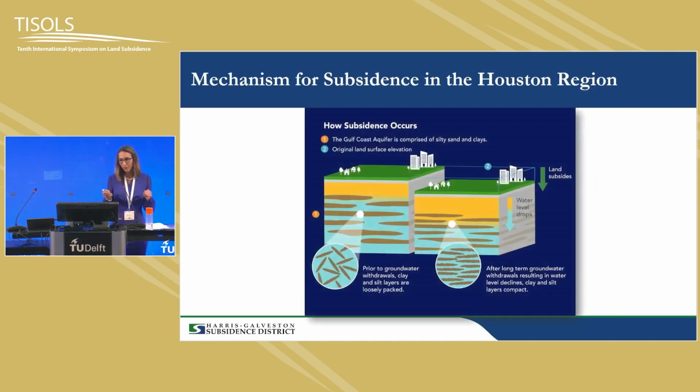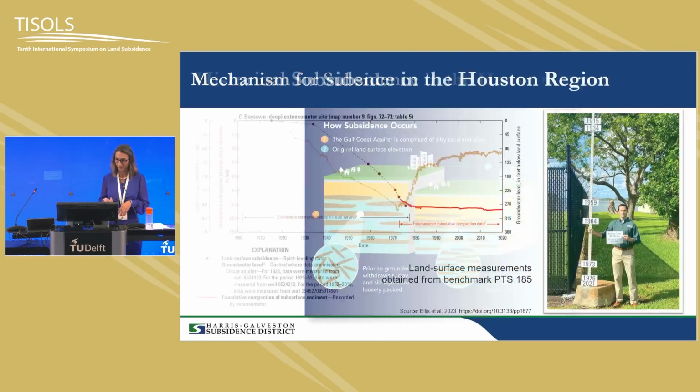So I won't cover too much of the mechanisms of subsidence because, towards the end of this conference, I feel like y'all pretty much know that subsidence can happen due to aquifer compaction. So I'll skip over this mechanism, but isn't it a lovely little schematic that we have to help show the general public why subsidence is occurring in our region?